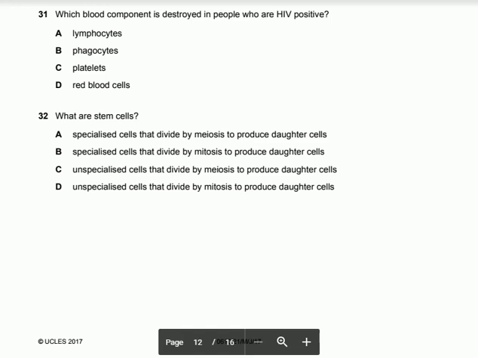Which blood component is destroyed in people who are HIV positive? They destroy the lymphocytes. Due to this, their immune system breaks down and they get sick really easily, which is not good. That's why people die a lot in HIV. Red blood cells are not affected. Platelets are not affected, and not even phagocytes. The lymphocytes are affected, and so antibodies are not able to be secreted in HIV, which is pretty bad.